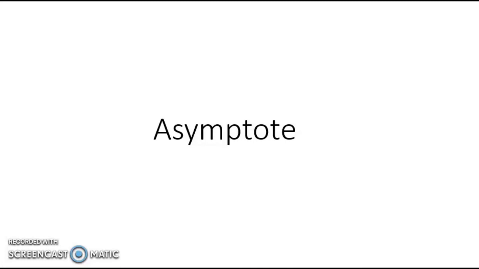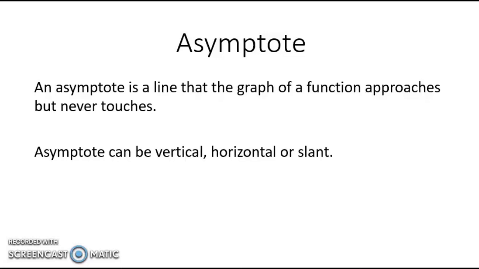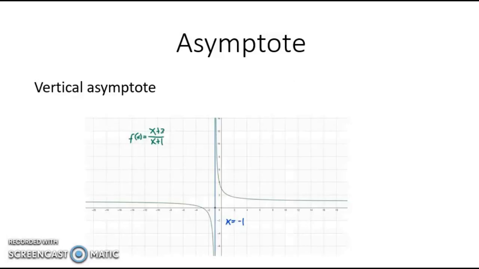This video is about asymptote. An asymptote is a line that the graph of a function approaches but never touches. It can be vertical, horizontal, or slant. This is an example of a vertical asymptote.